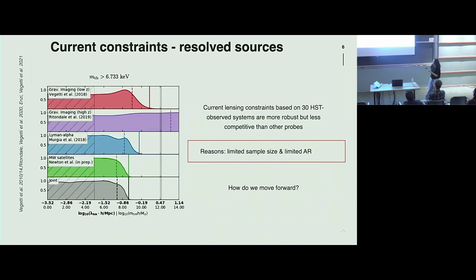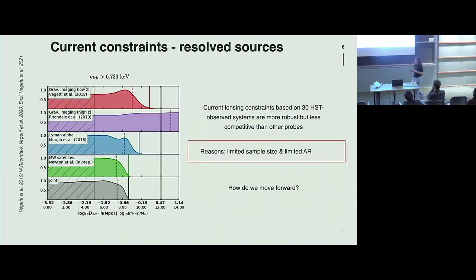And the main reason why these constraints are not competitive is two. One is the limited sample size. We only had 30 objects. But the real limiting factor here is the quality of the data, the angular resolution of the data.